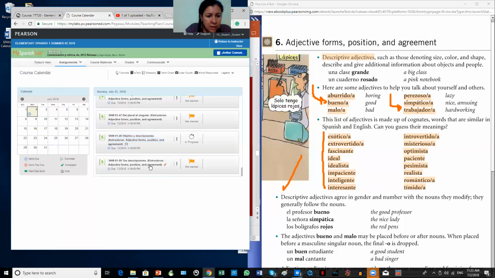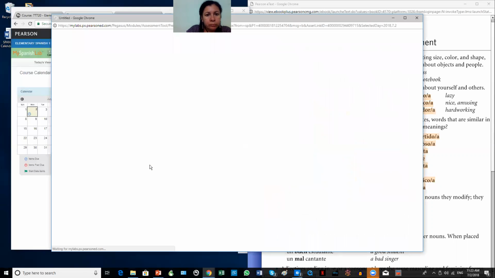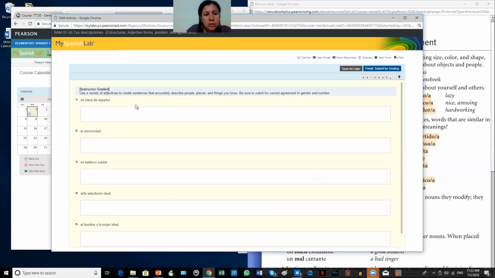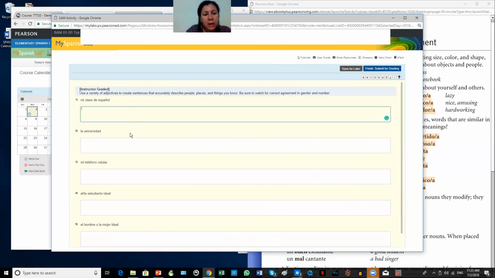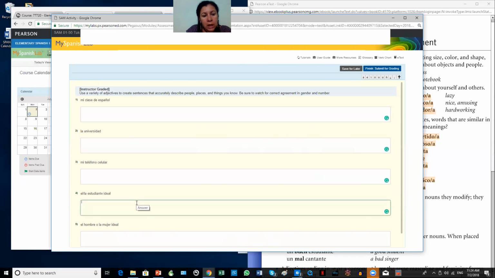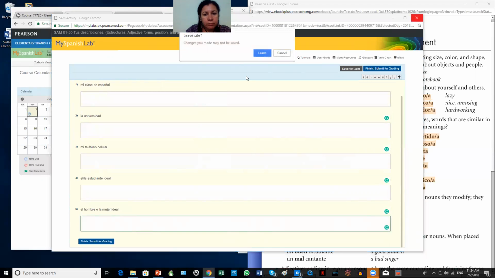And the last exercise that you guys have for today on these pieces is you're gonna use a variety of adjectives to create your own sentences about the things you know. You're gonna describe your Spanish class, your university, your cellular phone, the ideal student, and the ideal man or woman. You're gonna write down those, okay?